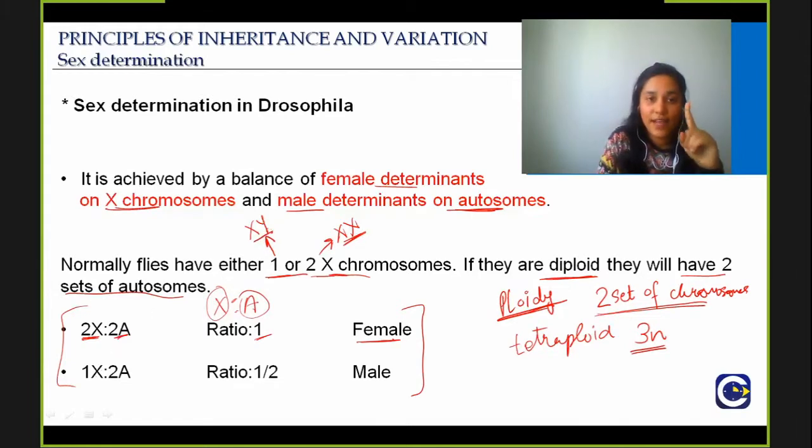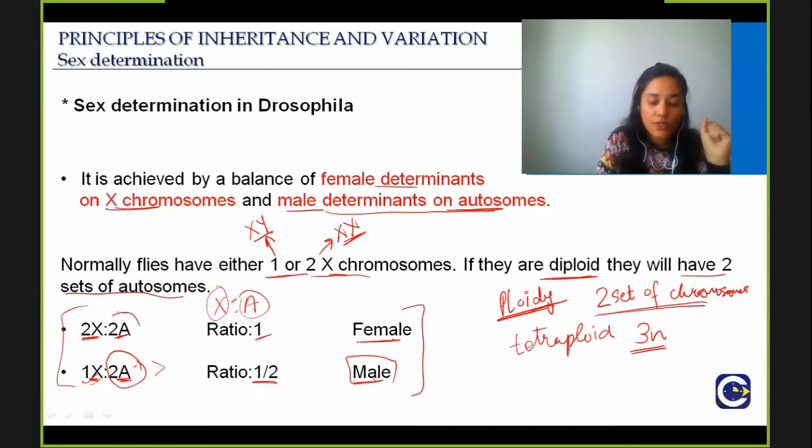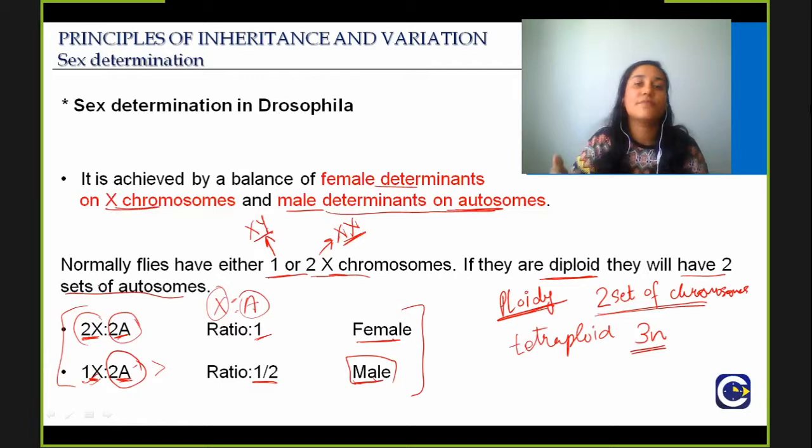Next, in case of XY Drosophila, the number of X chromosomes is now 1, but the set of autosomes still remains 2 because it is a diploid Drosophila. The ratio is half. Now it is male. And why is it male? We said that sex is determined by a balance of male determinants on autosomes. Here the set of autosomes is higher than the number of X chromosomes, and the set of autosomes determines maleness. Therefore, maleness characters are high. In the female, it is also 2, but here the X chromosomes are also 2. So there is a complete balance and therefore it is a female.